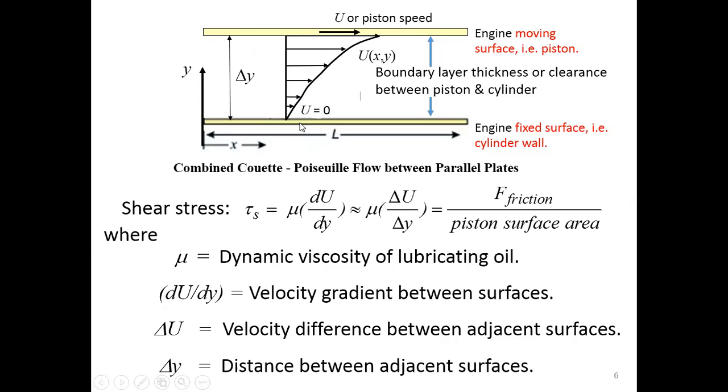Where the velocity is 0 at the bottom. Our lubrication velocity is 0 here because this plate is fixed. Our cylinder wall here is fixed. And at the top, the velocity of our lubrication oil is equal to the velocity of the piston. Okay, and by using this velocity profile, we can calculate the shear stress due to this flow from these equations.